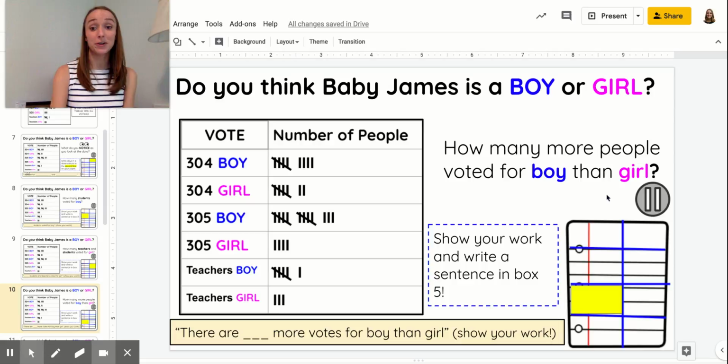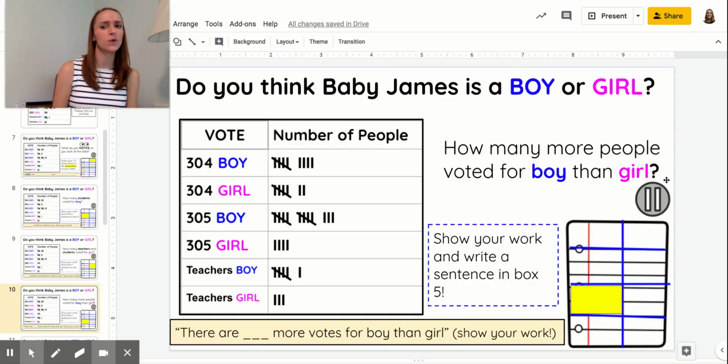Okay, question number 5. In box 5, our question is, how many more people voted for boy than girl? Now this question is a little tricky. I really like this question. It's super challenging, so make sure that you are ready to persevere here, okay? I'll read the question one more time. How many more people voted for boy than girl?